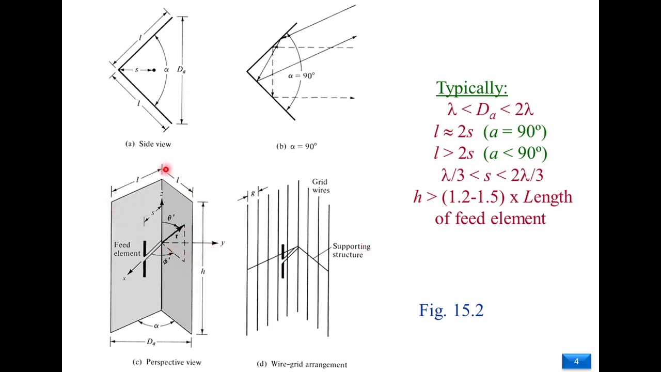These plane sheets or solid corners can also be replaced by a grid, depending on the frequency. If we have a spacing less than lambda by 10, this would act as a good approximation for a solid plane reflector. But of course, this is much lighter and much less expensive. So there are multiple formats of these corner reflector antennas.